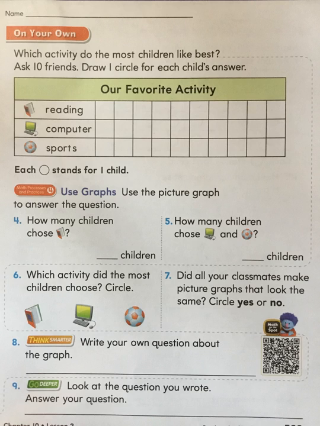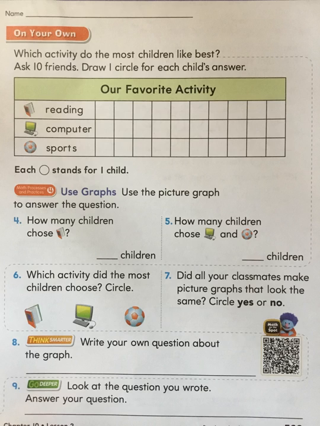All right, this is the next paper. And again, we're going to have to come up with numbers. I'll make up some numbers because we can't ask 10 friends, unfortunately. It's asking, which activity do the most children like best? And it's our favorite activity. Our choices are reading, computer, and sports. We're asking 10 friends, and we'll draw one circle for each vote. And again, down here it shows us each circle stands for one child. But first we have to get our numbers.